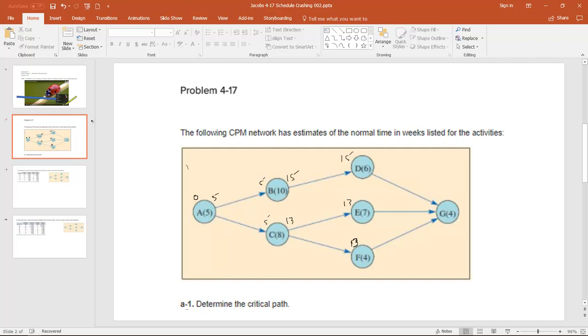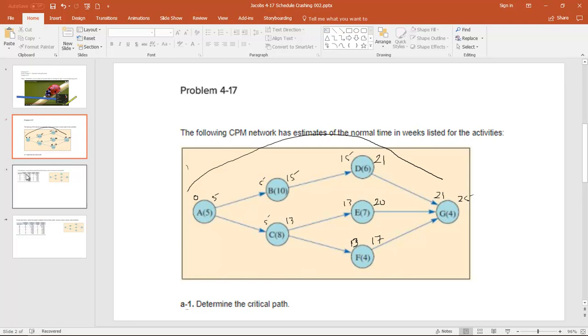Okay, so 15 weeks plus the 6 that it takes for D, we're going to come out with 21. 13 plus the 7 means this is going to finish at 20. And 13 weeks plus 4 says this is going to finish at week 17. So we have 3 paths by the time we get here that are going to end up at G. We can see the longest path so far is up through D, so we're going to move that over here. That's the way it works. 21 plus 4 weeks is 25 weeks. So we've established that the critical path is through the northern route here.